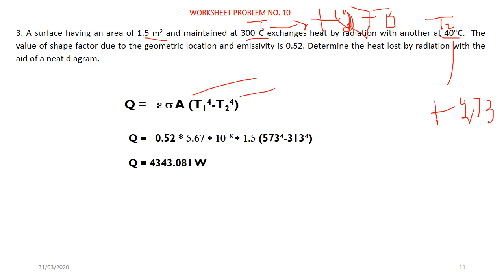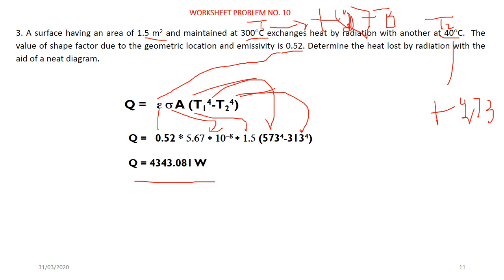The value of the shape factor due to the geometric location and the emissivity is given as 0.52. Determine the heat loss by radiation. Sigma you have to remember: it is constant, 5.67 into 10 power minus 8. Emissivity 0.52 is given, the area is 1.5, and the temperatures converted to Kelvin are raised to the power 4. When you use your calculator, you will get the answer. This is a very simple problem in the heat transfer equation. Okay, thank you.